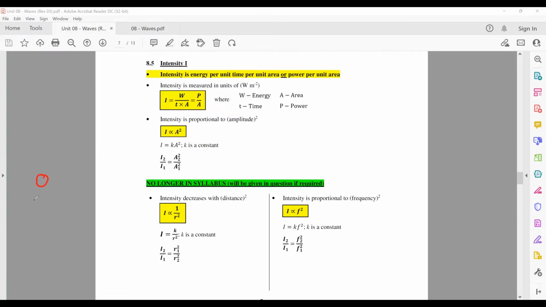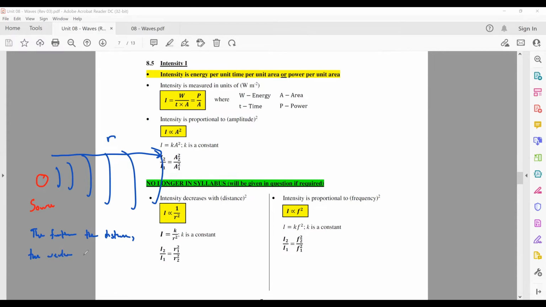What we mean by that is, let's just say this is your source of wave. You emit a wave, and the wave travels a certain distance r. The thing here is that the further the distance, the weaker the wave, because more energy is lost. As your wave travels from, say, point A all the way to point B, you will lose energy along the way. So the further you travel, the weaker your wave.